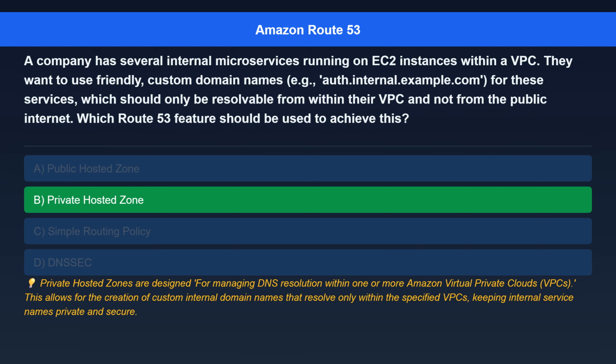The correct answer is private hosted zone. Here's the explanation. Private hosted zones are designed for managing DNS resolution within one or more Amazon Virtual Private Clouds, VPCs. This allows for the creation of custom internal domain names that resolve only within the specified VPCs, keeping internal service names private and secure.